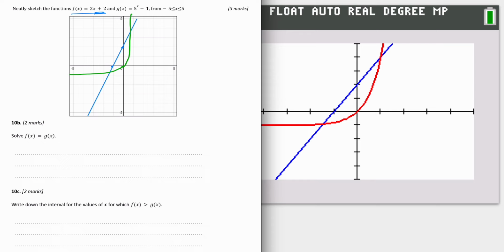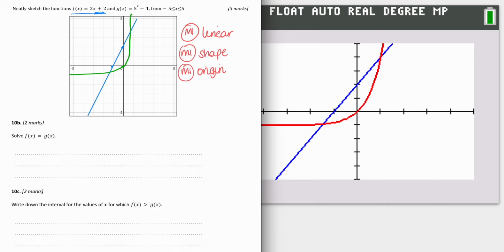So for this one, there are 3 marks. One of the marks is given for the linear line, which is the blue one on mine. One is for the exponential, for the general shape. And the other is for the exponential, making sure that it goes through the origin.